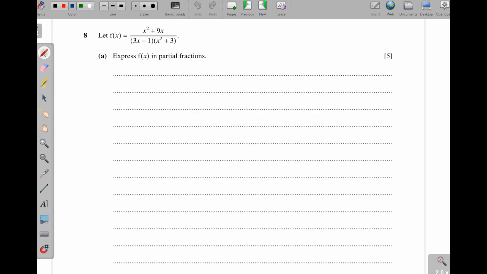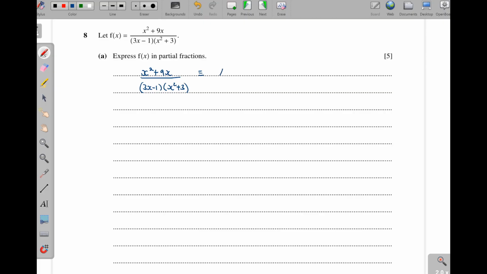Question 8, we are seeing partial fractions here. If you are given partial fractions in part A, then part B is expected to be from integration or binomial expansions. Let f of x be this, then part A: express f of x in partial fractions. So here we are seeing a linear factor, and then here a non-factorizable quadratic factor. So for that case, we are going to write this, so 3x minus 1, and then x squared plus 3.